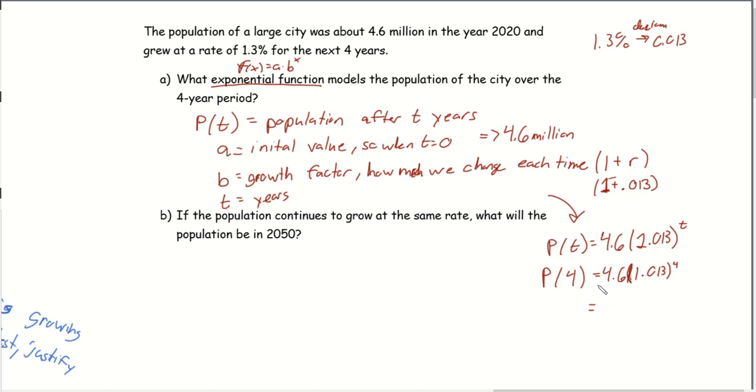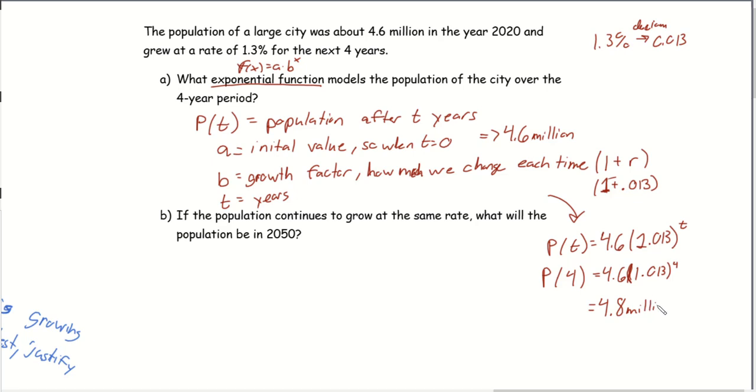If I round this to the nearest tenth, what do I get? 4.8. Oh, we were on it. I just chose to round it now. What's my unit? Yes, 4.8 million people.